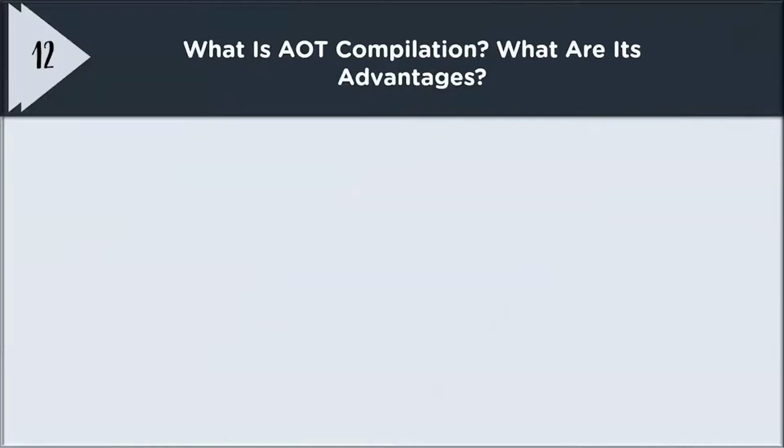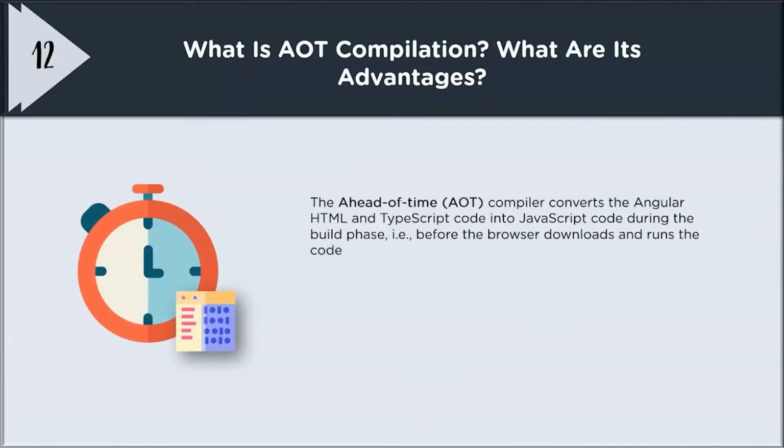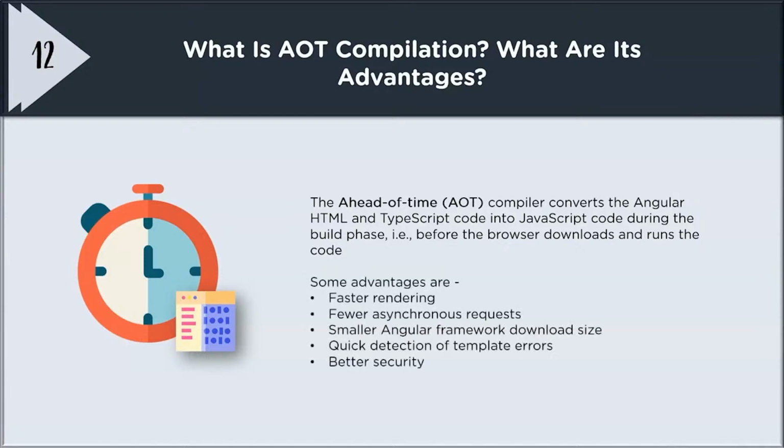Next up, what is AOT compilation and what are some of its advantages? AOT stands for Ahead of Time Compiler. It basically converts the Angular HTML and TypeScript into JavaScript code during the build phase, that is, before the browser downloads and runs the code. So basically all the HTML and TypeScript code is converted to JavaScript during the build phase, which means no additional time is spent on converting it into JavaScript later during the run phase, right?